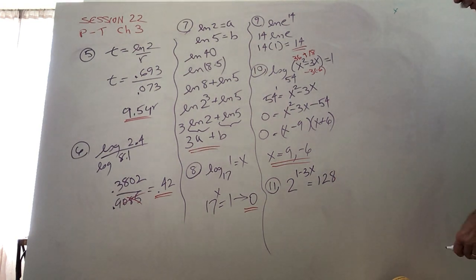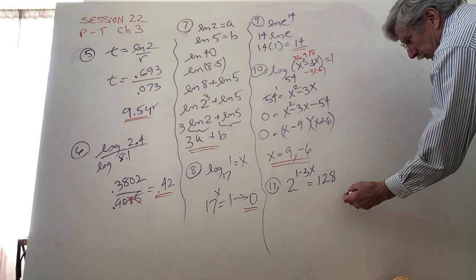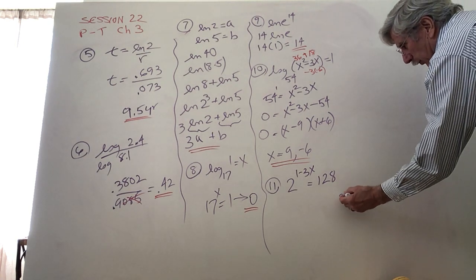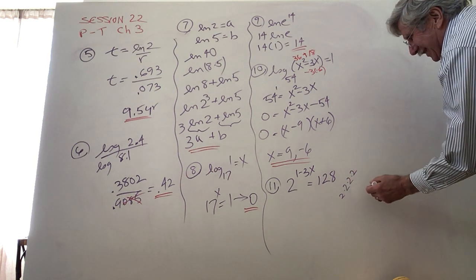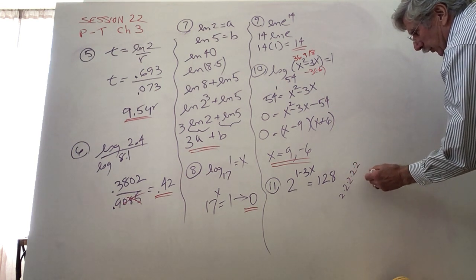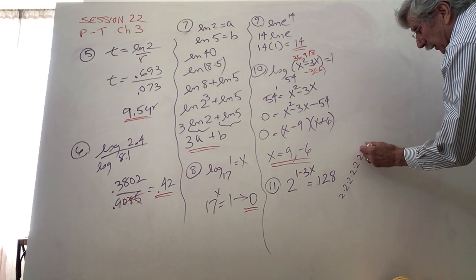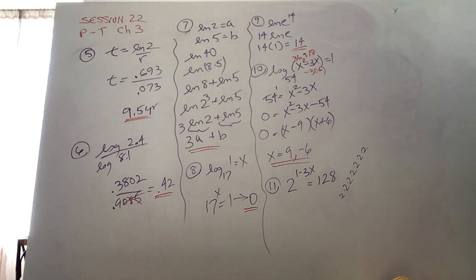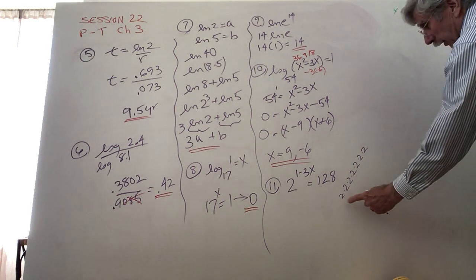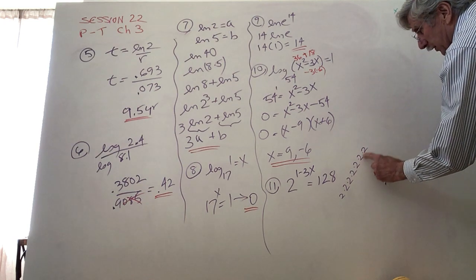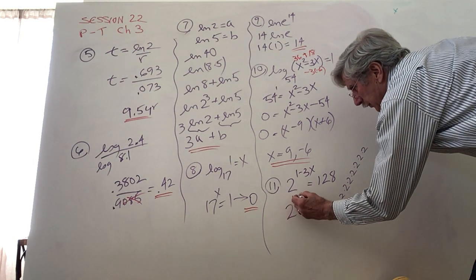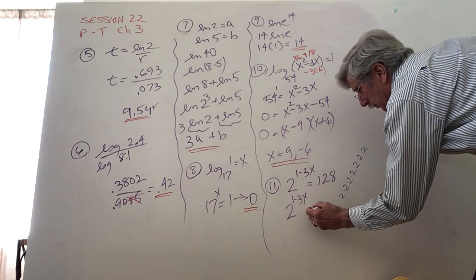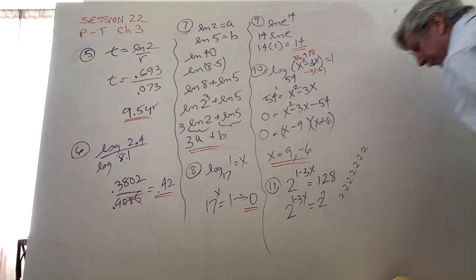Take a look at 128. I'm thinking 128 is 2 times 2 is 4, times 2 more 8, times 2 more 16, times 2 more 32, times 2 more 64, times 2, I think, is 128. So it looks like we're talking 1, 2, 3, 4, 5, 6, 7, 2 to the 7. So how about 2 to the 1 minus 3x equals 2 to the 7, okay?